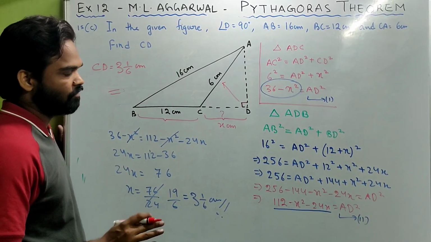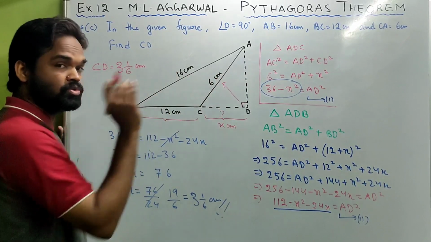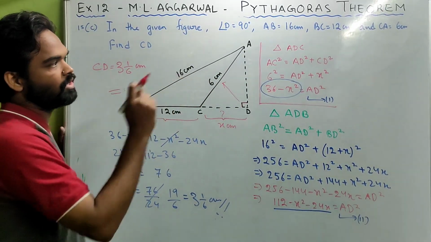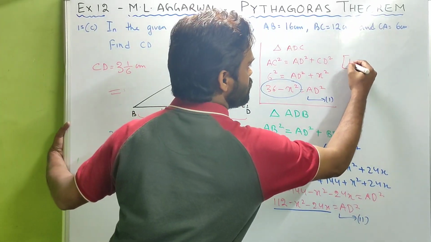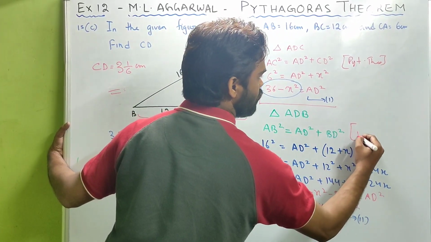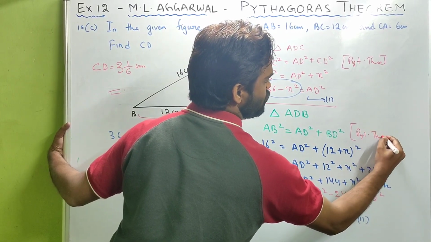Clear? Very easy. Choose the triangle properly. Both have to be right angle triangles. Then only you can use Pythagoras theorem. Am I clear? Over here and over here we have used Pythagoras theorem.